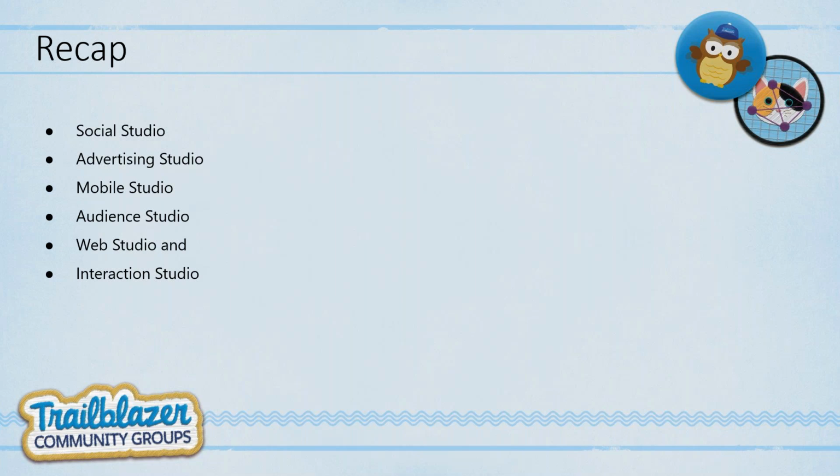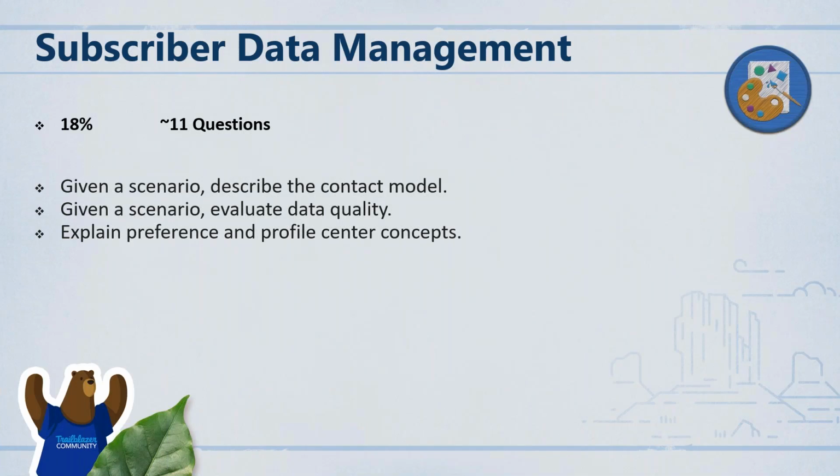In one of our upcoming sessions, we have Elliot Harper to go over some of the extension products, which are Einstein, Datorama, Google Analytics, and so on. Today, we have Shibu to talk all about subscriber data management. It covers the contact model, the profile and preference centers, data quality, attribute groups, and so on. This section takes up 18% of the overall weightage, and you can expect around 11 questions on this. So without any further ado, I will turn it over to Shibu.